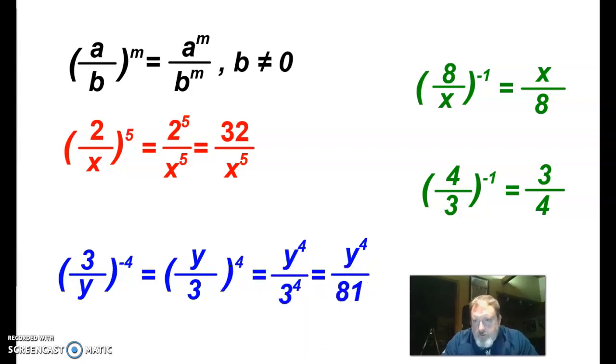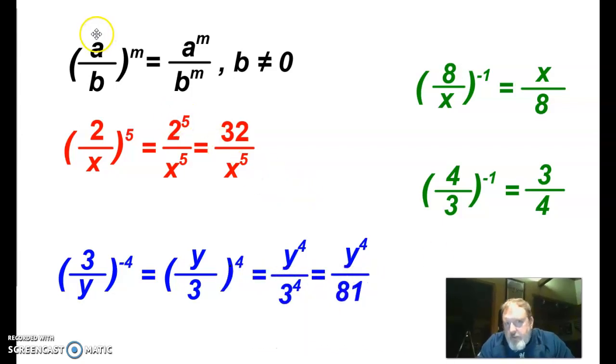All right, go ahead and move me out of the way. There we go. If you take a fraction to a power, then you just raise each number to that power. Again, the bottom number can't be 0 because we can't divide by nothing. It's undefined. So 2 to the 5th, 32. X to the 5th stays as a variable.